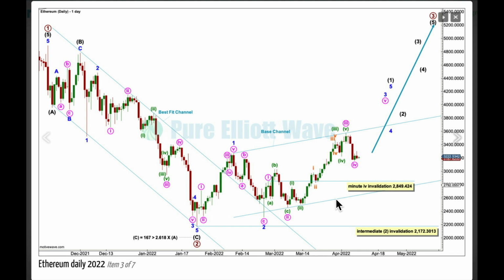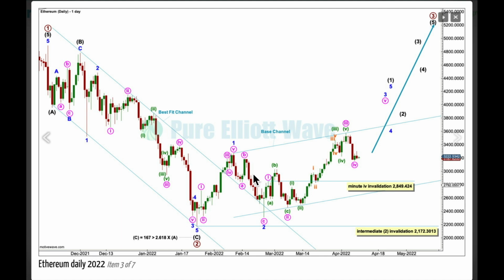Along the way up, if we see any deeper pullbacks, I would expect pretty strong support at the lower edge of this channel. This would be my expected bottom line, not the invalidation point. But technically, for Elliott Wave purposes, this is the invalidation point.